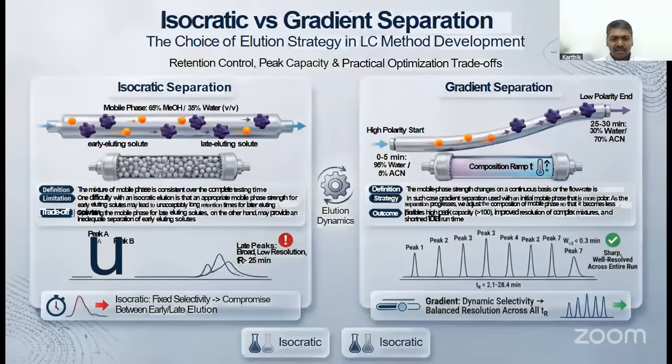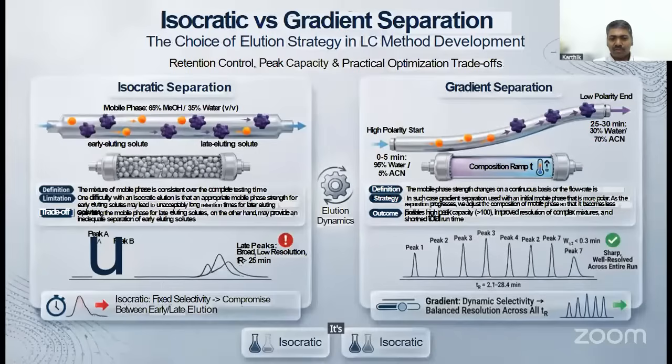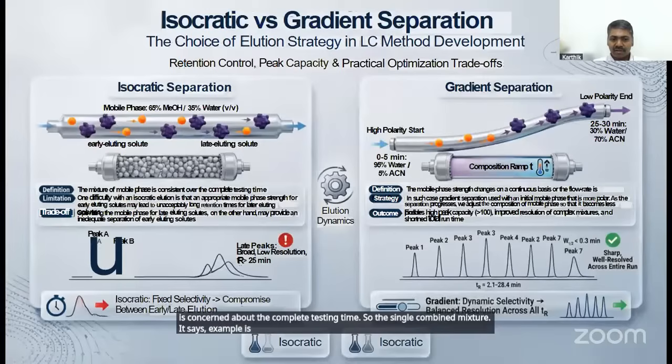And next is the separation. When we have selected the mobile phase, how are we going to run it? Either we do an isocratic separation or a gradient separation. If it is a single molecule, then we can go with an isocratic separation, which may be good. Isocratic separation means the mixture of mobile phase is consistent over the complete testing time. A single combined mixture, for example 65 to 35%, 65 organic and 35 aqueous, remains the same for the entire runtime.